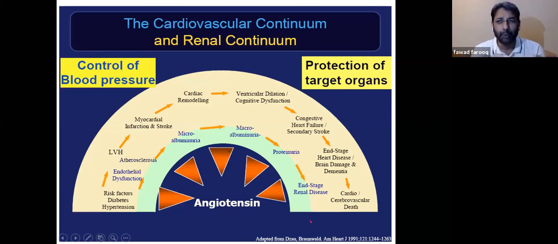Just like these two, blood pressure is affecting the macrovasculature of every organ, whether it's brain, kidneys, or peripheral vasculature. Similarly, there is microvasculature involvement in eyes and skin. So everywhere this blood pressure is affecting.